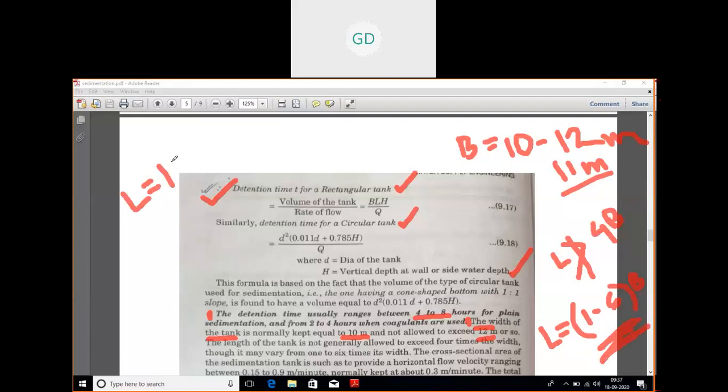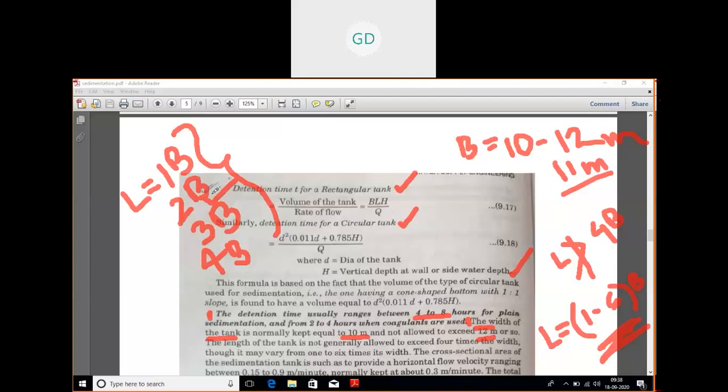it can be 2b, twice the breadth. It can be thrice b, or it can be 4b. But again it's written here that it cannot exceed 4b, so we can take the length value up to 4b. Since it is already mentioned that the length cannot exceed 4b, we will assume this length to be 1b, 2b, 3b, or 4b.